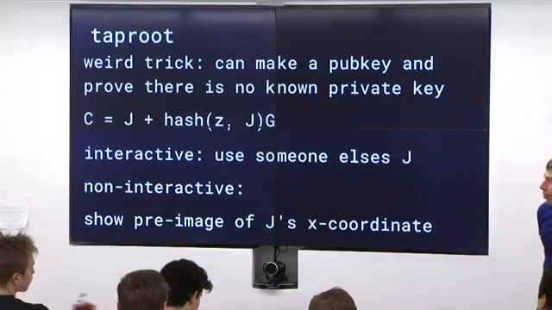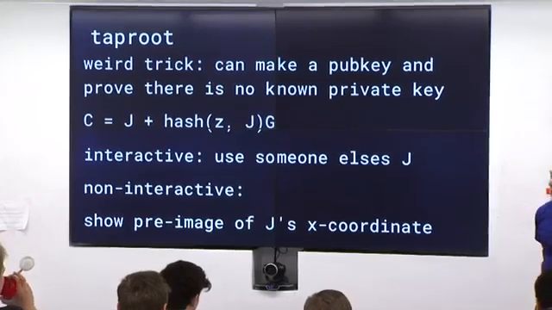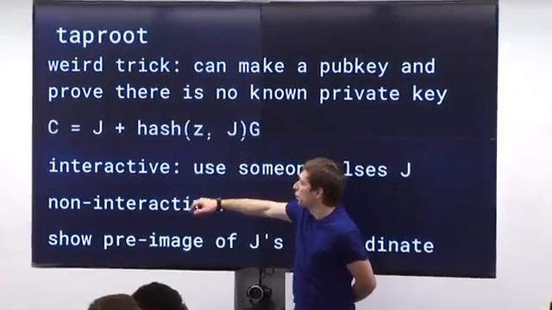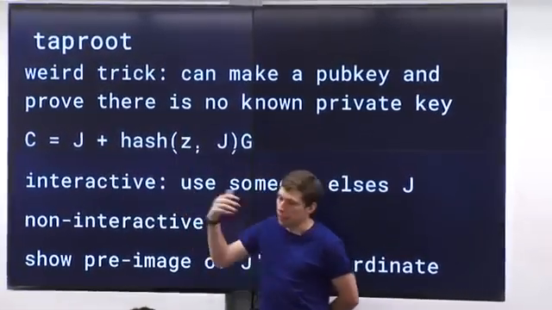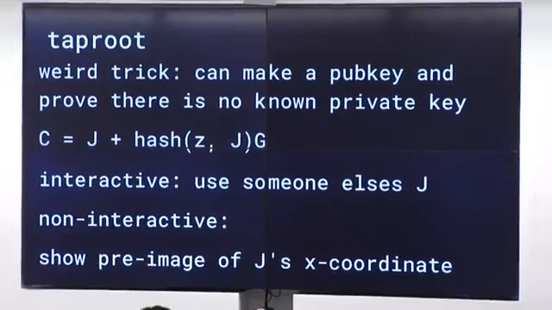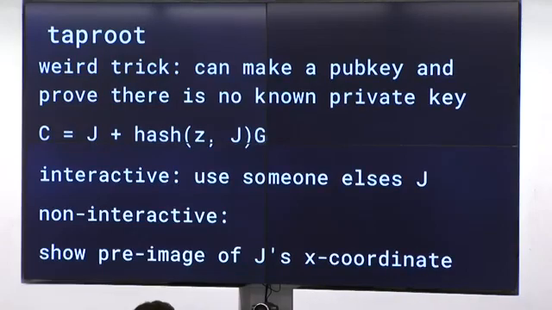For normal usage, you just send to key C, spend from key C, you're done. And if you want to spend from the script Z, you just provide J and the script Z, and then execute the script. So it's nice in that even if you might have had a script and then you didn't use it, you didn't reveal that there was a script.